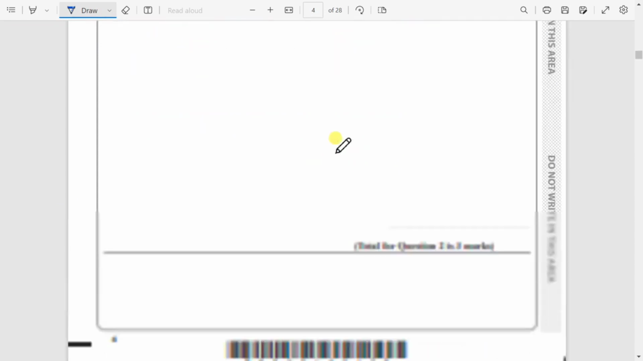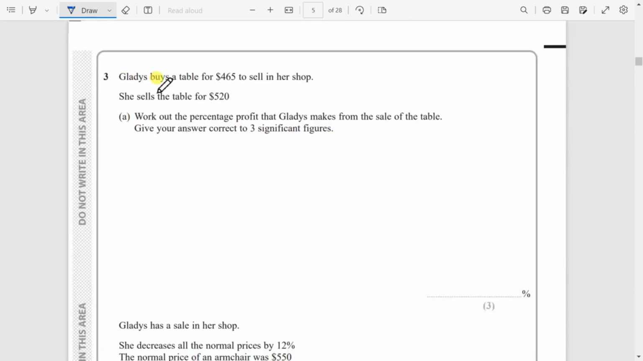Easy like that. Question 3. Gladys buys a table for $465 to sell in a shop. She sells the table for $520. Work out the percentage profit that Gladys makes from the sale of the table. Okay, cool. This is one of those percentage change questions. The easy way to do this, and I like to write it a certain way, is that the percentage change is always the change over the original amount. In this case, the original is 465.